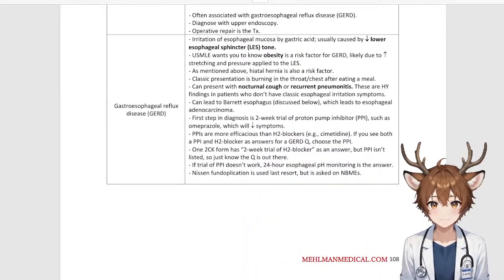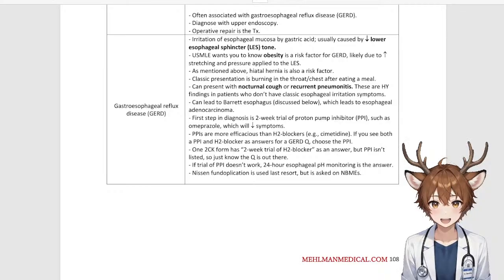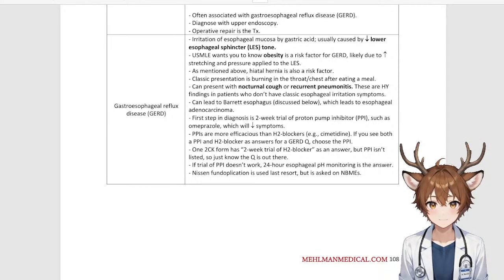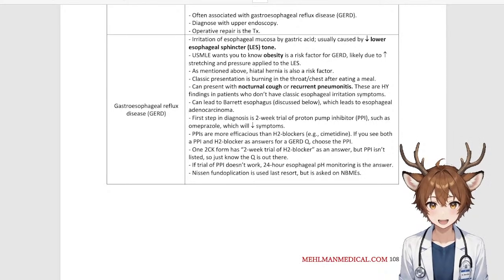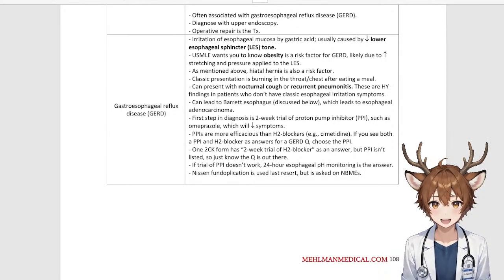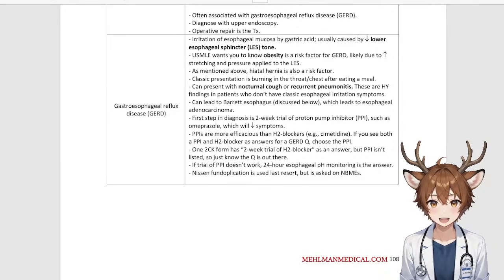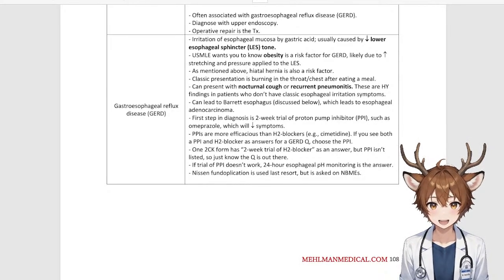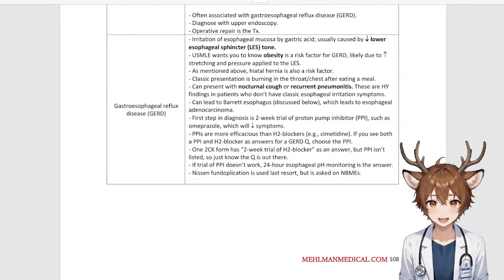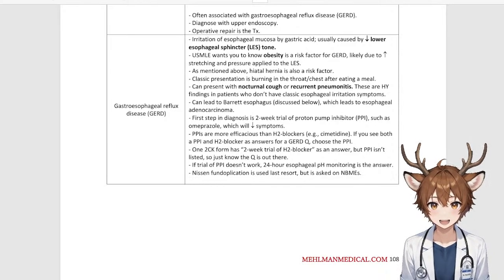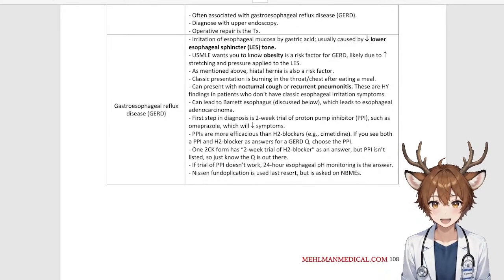Here's GERD. GERD, or gastroesophageal reflux disease, irritation of esophageal mucosa by gastric acid, usually caused by a decrease in the lower esophageal sphincter tone, LES tone. USMLE wants you to know obesity is a risk factor for GERD, likely due to the increased stretching and pressure applied to the lower esophageal sphincter. As mentioned above, hiatal hernia is also a risk factor.